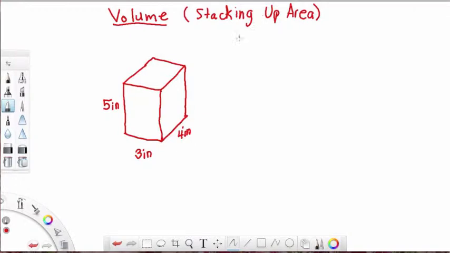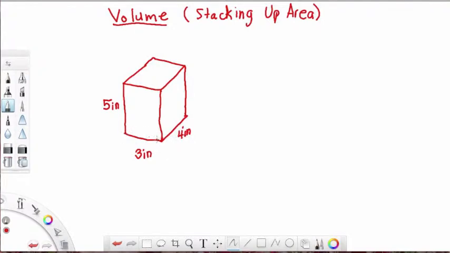Hello, boys and girls. Today we're going to look at volume. And as I said in the intro, volume is really stacking up the area. But before I unpack that statement, let's just take care of some basics first. Volume, first of all, deals with three dimensions. Area is only two dimensions.